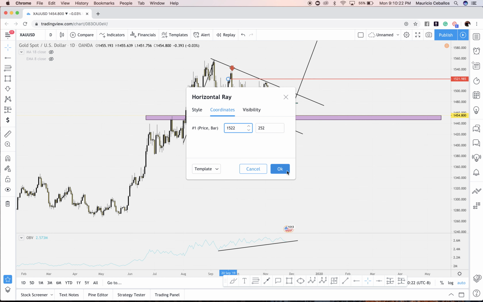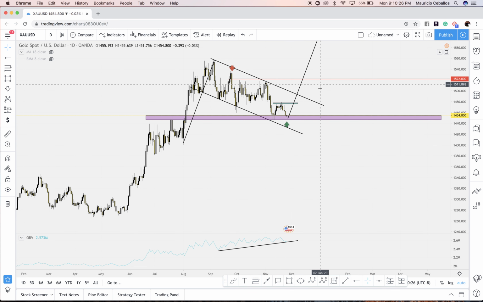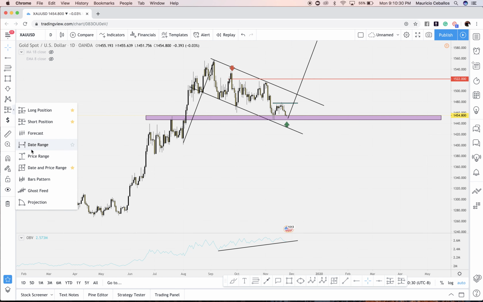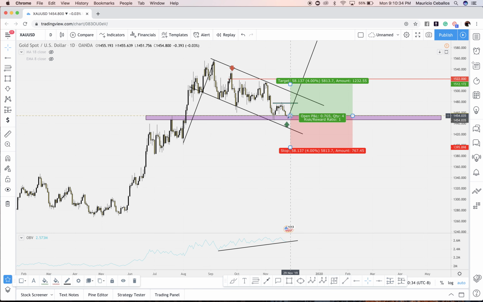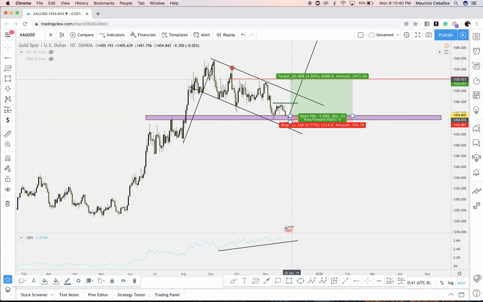You can round it up to 1522.000. And this will be our take profit. So we look at the risk to reward. We're going to look for potential long opportunities. As long as we do not close underneath this region, we are still good for buying opportunities and the market coming to the upside.